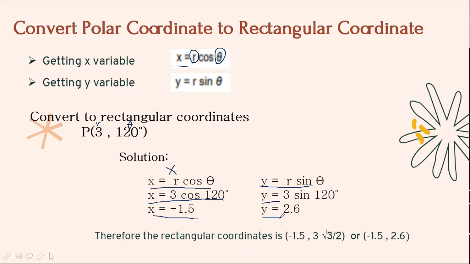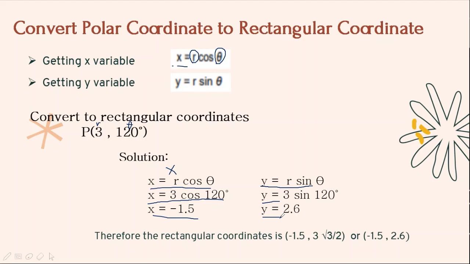So it's easy to convert rectangular to polar or vice versa. Just remember all the formulas. Let's say, for example, the formula in getting the r, or the radius, the formula in getting the angle theta or the polar angle, and also the formula in getting the x and y variable.